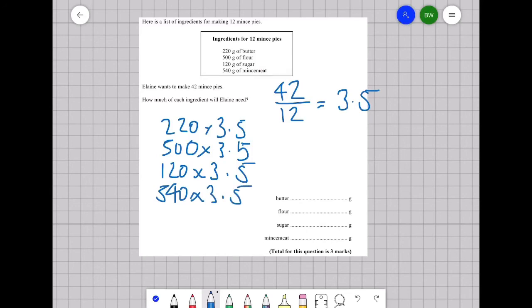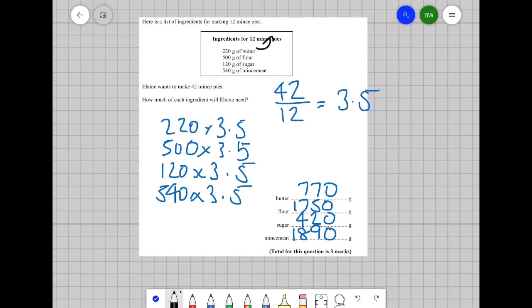So I've got 770, 1,750, and again use your calculator for this, 420, and 1,890. Okay, so if I wanted to check that, what I can do is I divide by 12 to work out the amount for 1.